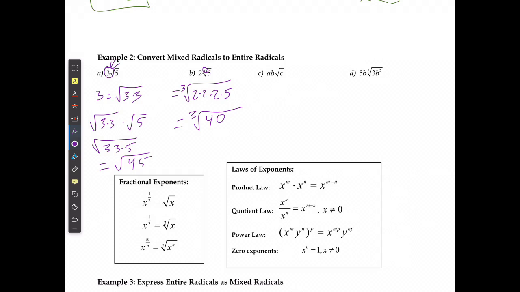If I'm doing it with variables, it works the same way. If I have a times b times the square root of c, then that's just going to be the square root of a times b times a times b, and then the c was already on the inside. I have a squared, I have b squared, and I have c.